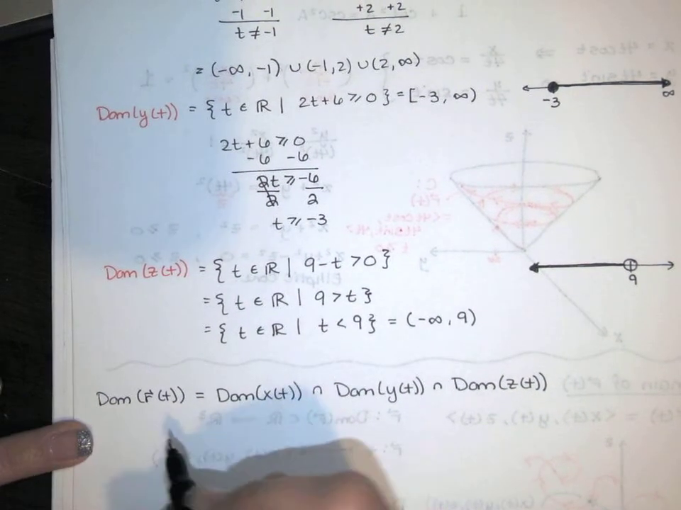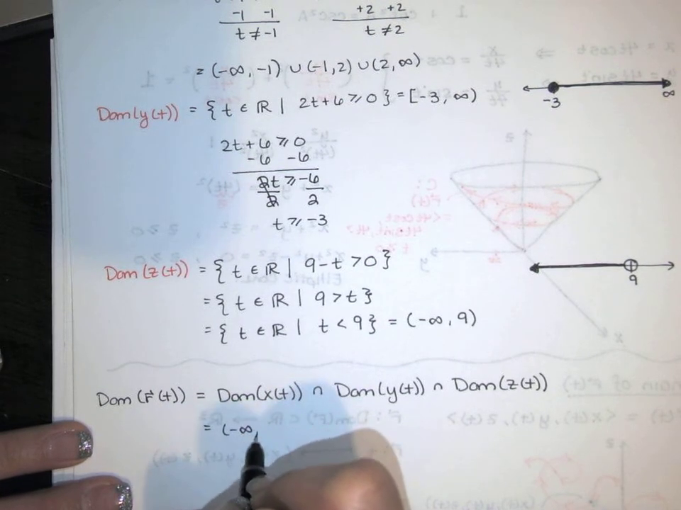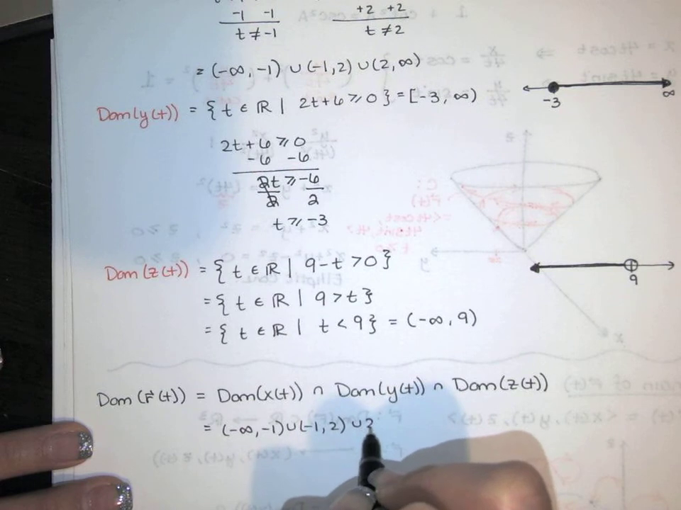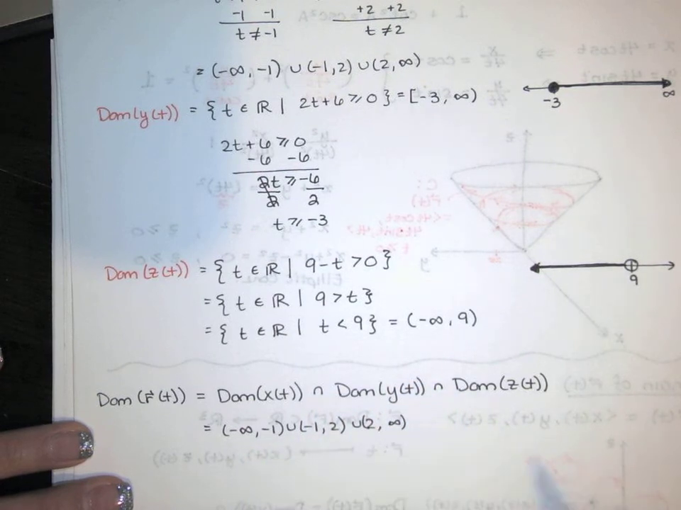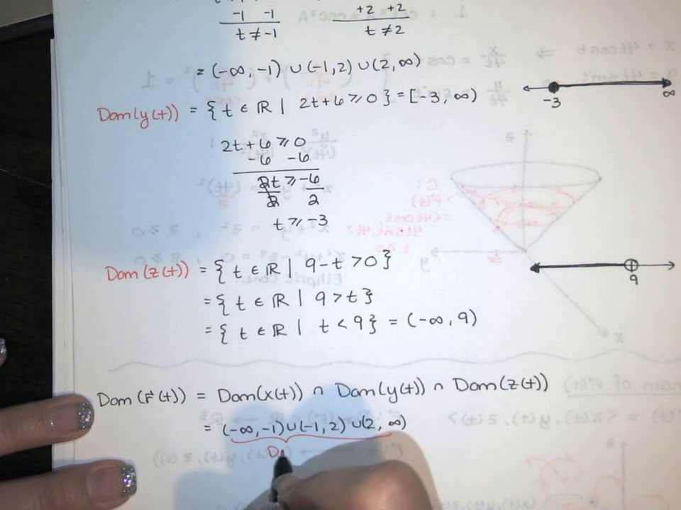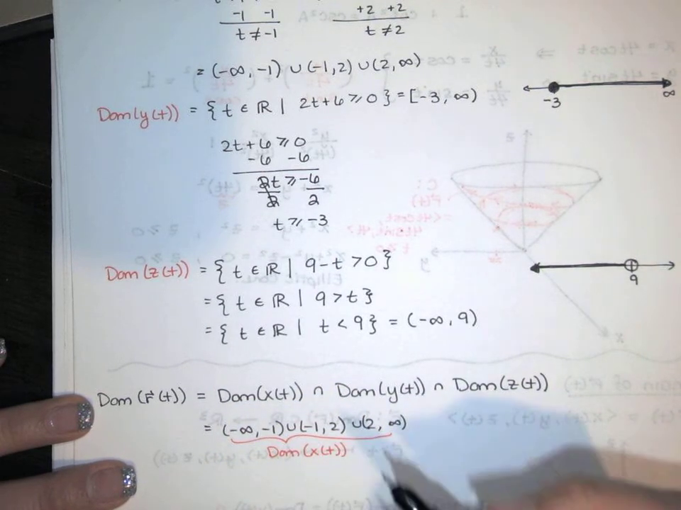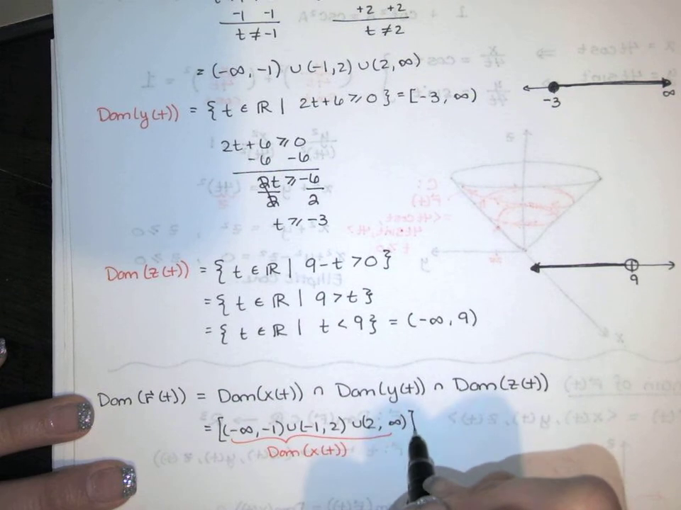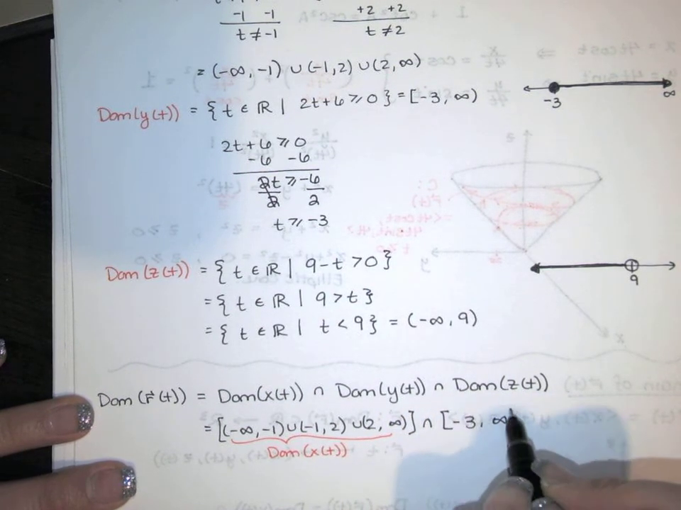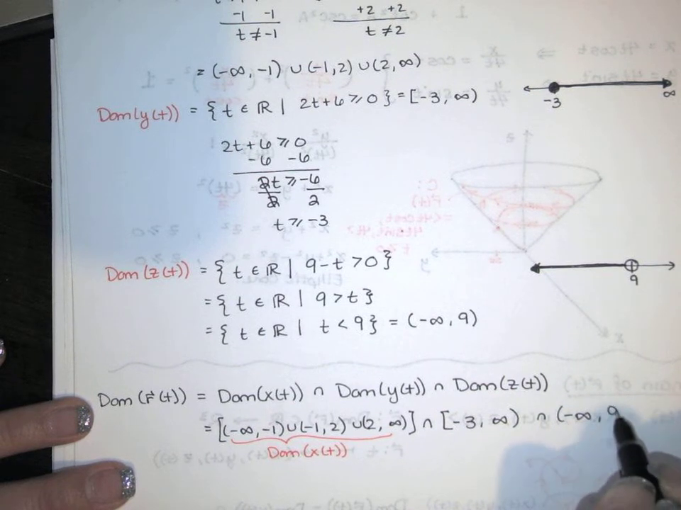And so we get the intersection of this, so that's the domain of x of t, and this, domain of y of t, and the last one, domain of z of t.